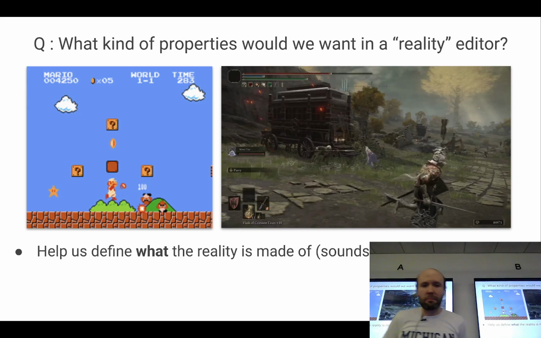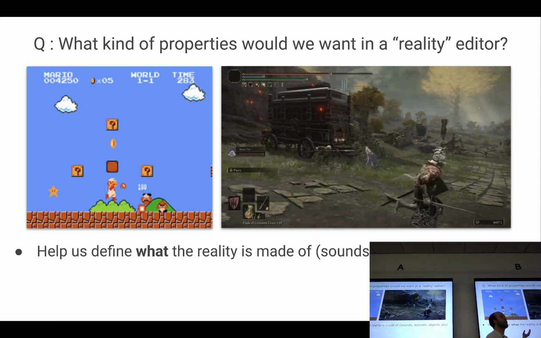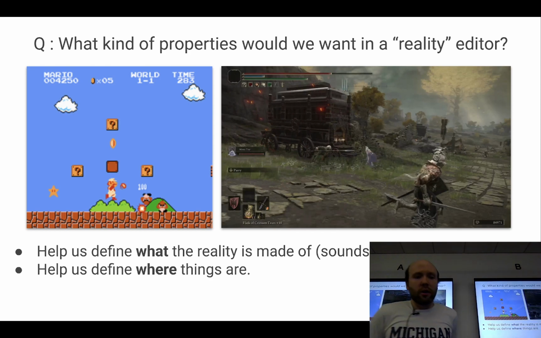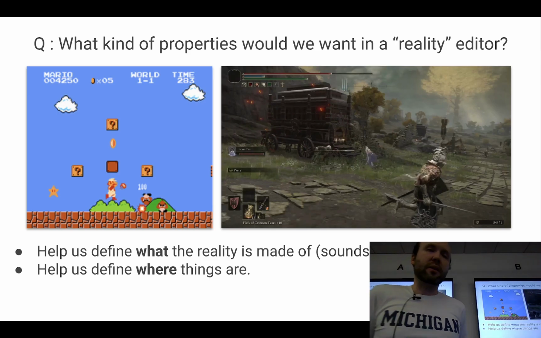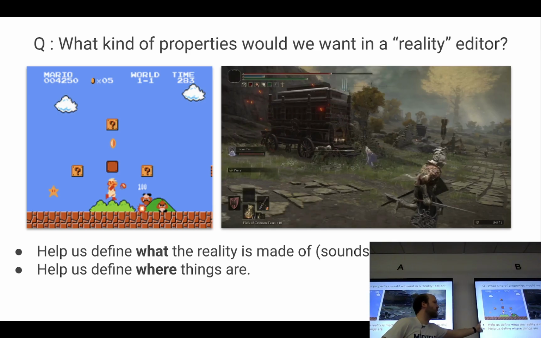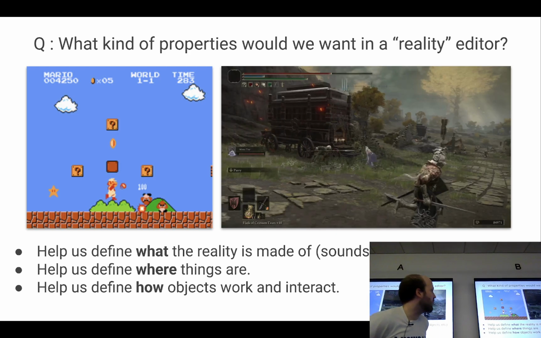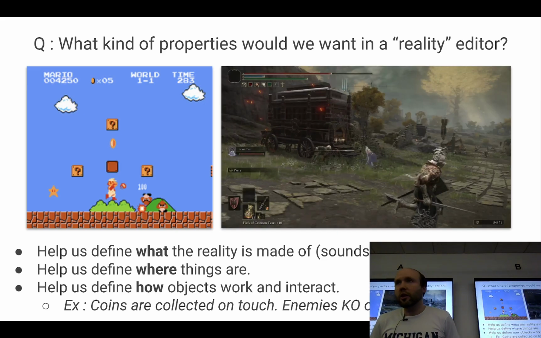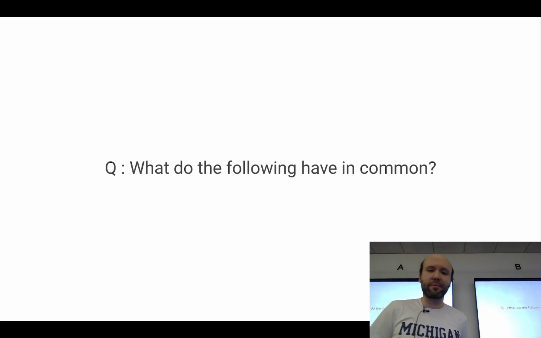Okay. Very popular game. We need this tool, this reality editor, to help us define what our reality is going to be composed of. Textures, sounds, objects, okay? We need it to be very good at helping us define and say where are these things going to be and where are they going to be in relation to each other. And then we need some way for the engine, this new tool, to help us define how the objects work and interact and behave over time. And, what I mean is, hey, the coin will be collected when you touch it. The enemies will be KO'd when you touch them. Stuff like that.